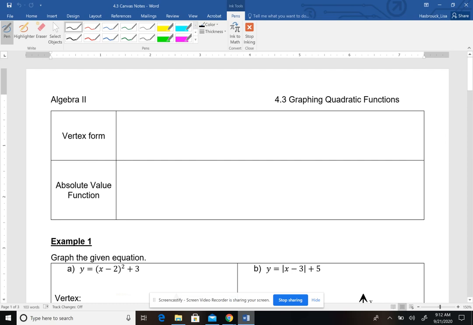Hello, class. Today we're going to go over the 4.3 notes in Algebra 2, graphing quadratic functions. We'll go over some vocabulary first. First of all, we're going to go over what vertex form is.